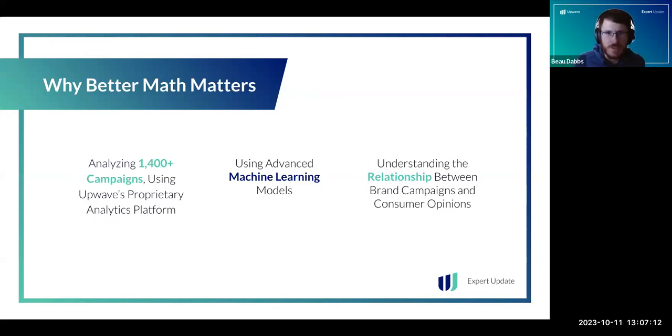Yeah. So first, I wanted to talk a little bit about what we're doing in terms of methodology for these research projects. To do that, I wanted to talk a little bit about what we're doing when we're measuring lift, specifically brand lift. What we're really doing is trying to understand the causal impact of the ads served during the campaign on the opinions of consumers.